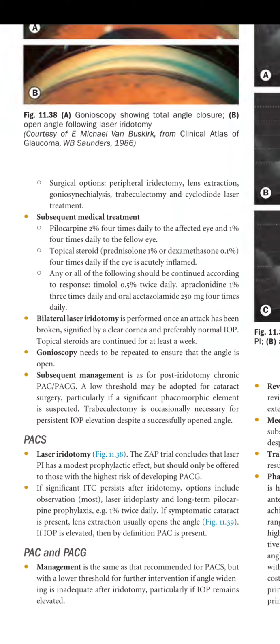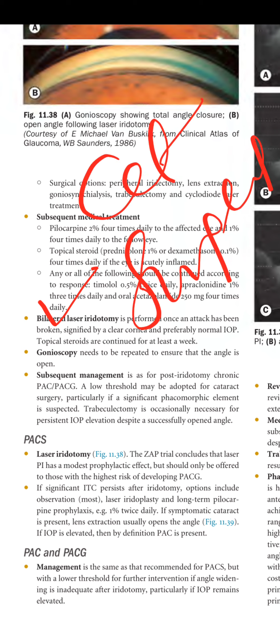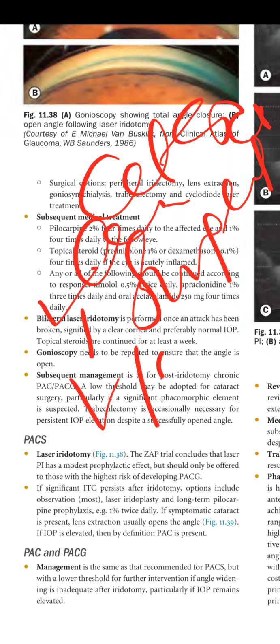primary angle closure glaucoma, or a low threshold may be adopted for cataract surgery, particularly if a significant phacomorphic element is suspected. Trabeculectomy is occasionally necessary for persistent IOP elevation despite a successfully open angle. So basically, if all these management options fail, you can always go for surgery, and you can do cataract extraction as soon as possible if there is cataract formation, because cataract extraction lowers IOP by 15%.